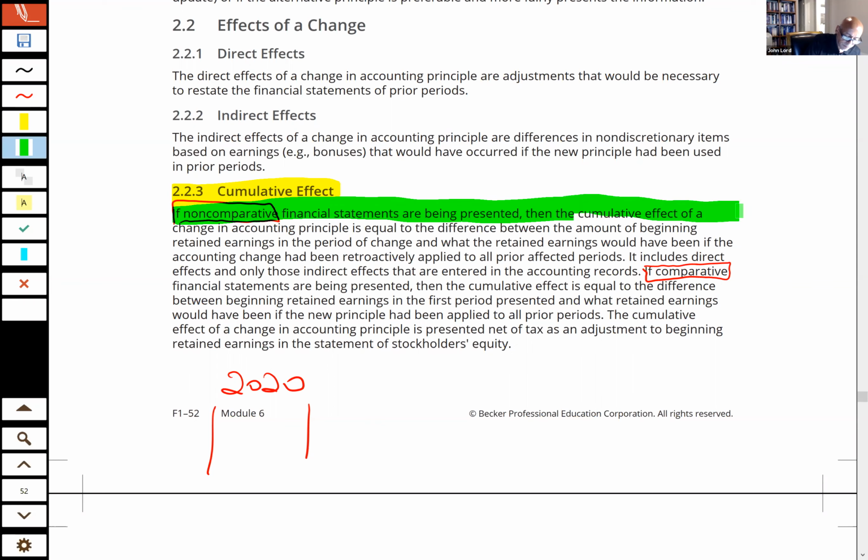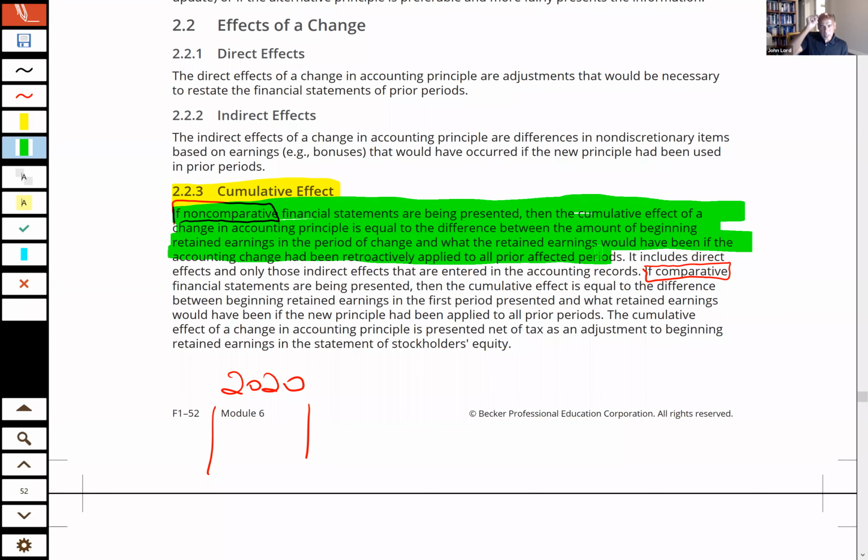Then the cumulative effect of a change in accounting principle is equal to the difference between the amount of beginning retained earnings in the period of change, and I'm assuming we changed our accounting principle in 2020 in this example, and what the retained earnings would have been if the accounting change had been retroactively applied to all prior periods affected. Wow. That means that if I changed my accounting principle in 2020, and I've been in business since 2000, I've got to work myself through 20 years of the effect of that change and report a cumulative effect adjustment to the beginning retained earnings of the only period presented here in non-comparative statements, which would be 2020.